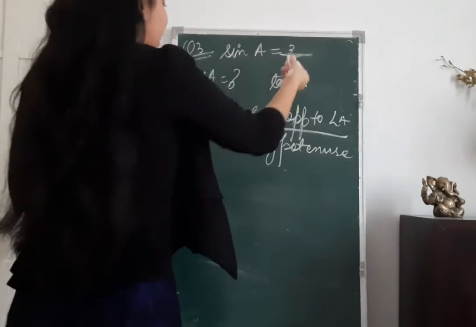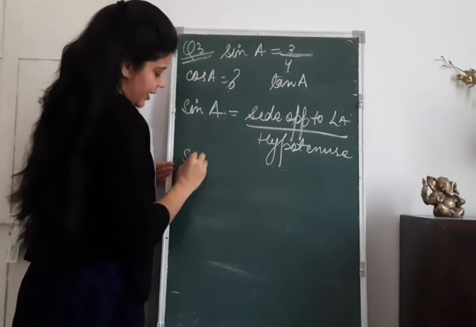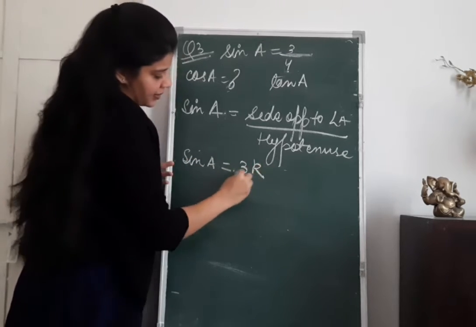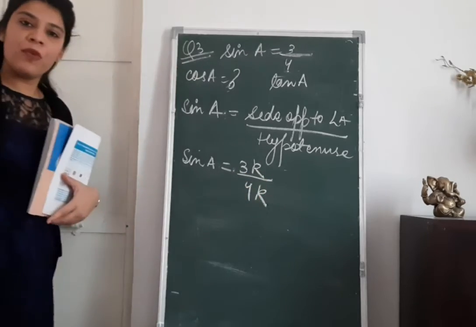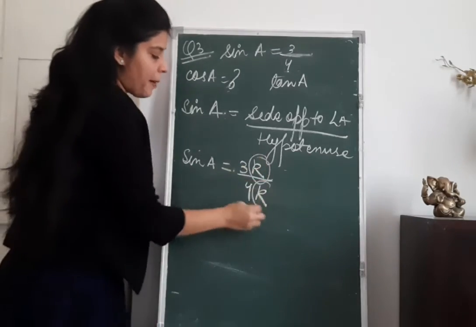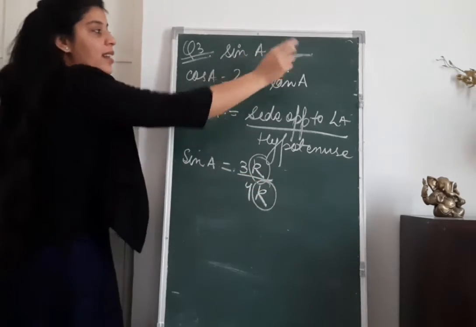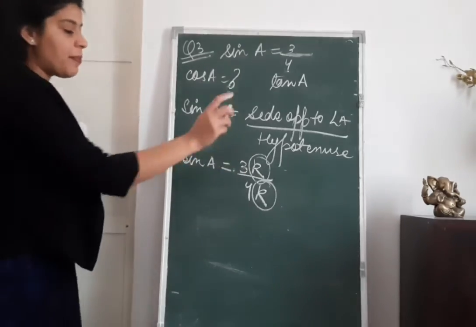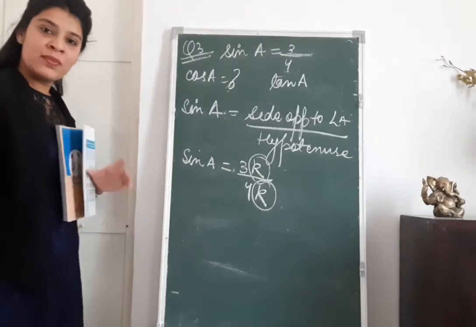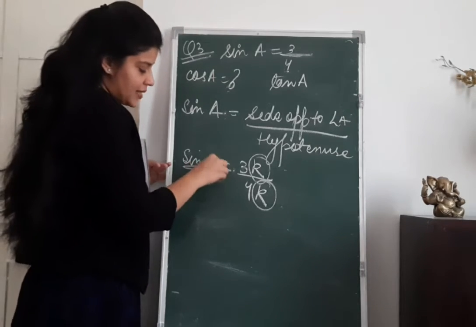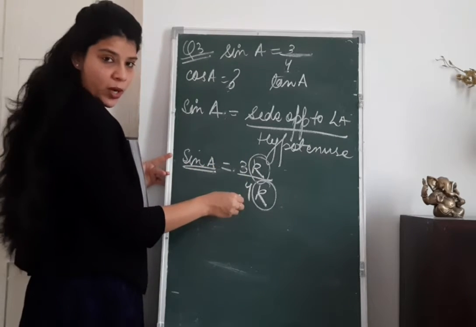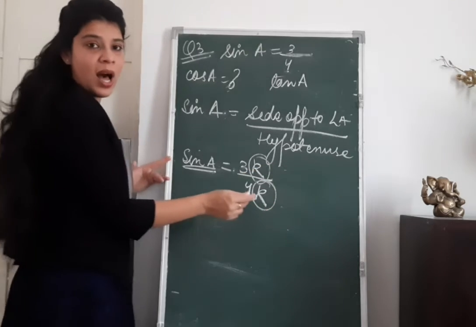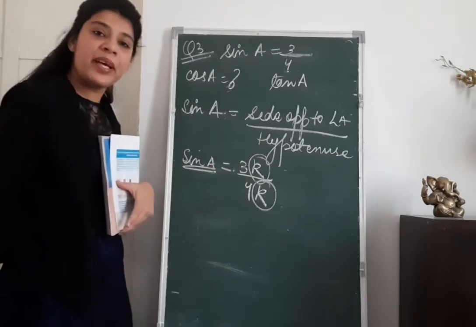So I can also assume that sine A must be obtained something like this, 3k by 4k. There must be some common number which is being cut from numerator and denominator. So let us suppose that common number is k. Are you getting my point? How I would have obtained sine A? I would have obtained 3 by 4 by cutting some common number from numerator and denominator. So I am assuming let that common number be k.